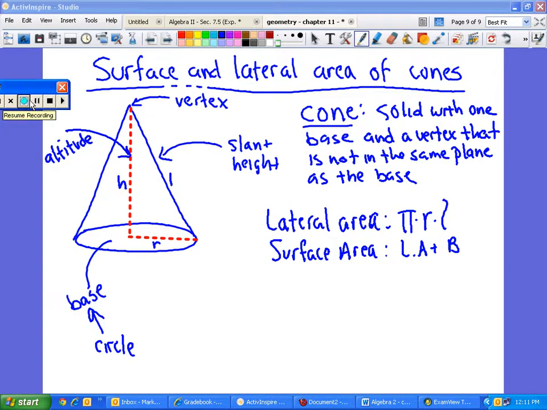Okay, so the last shape that we're going to talk about in chapter 11, I'm sorry, no, this is the last shape we're going to find the surface and lateral areas of, is a cone.